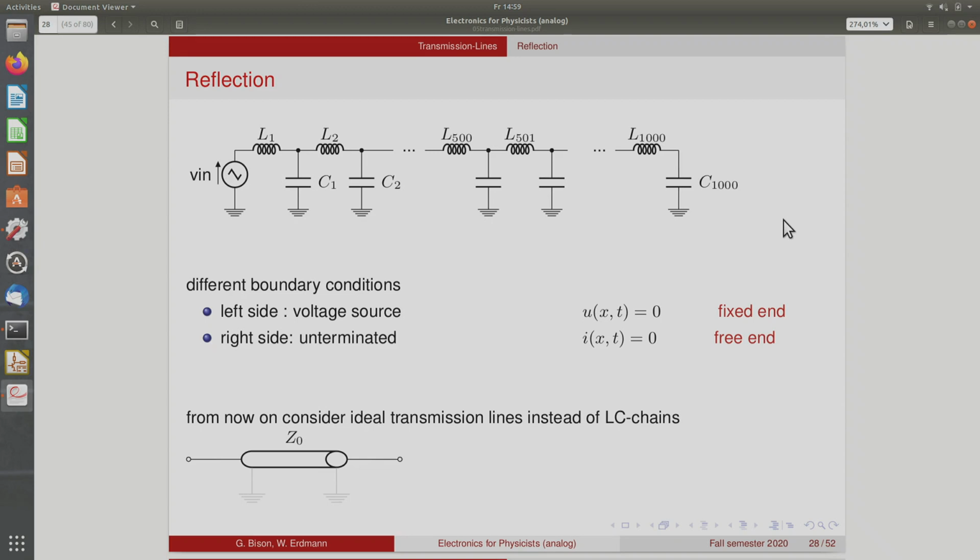And to make things easier, from now on, we will no longer do these simulations of LC blocks, but we use perfect LC chains, perfect transmission lines. There's also in SPICE a symbol, an element for transmission lines. So you can really simulate perfect transmission lines in SPICE. You don't have to use this.